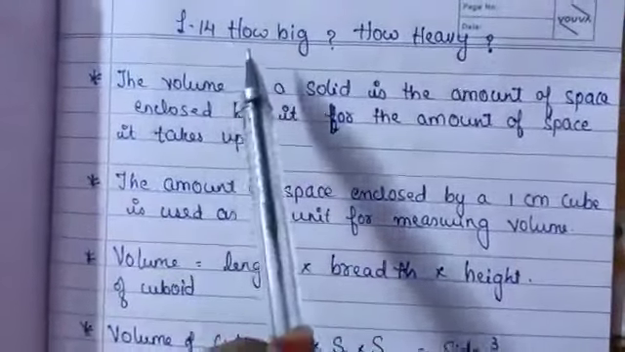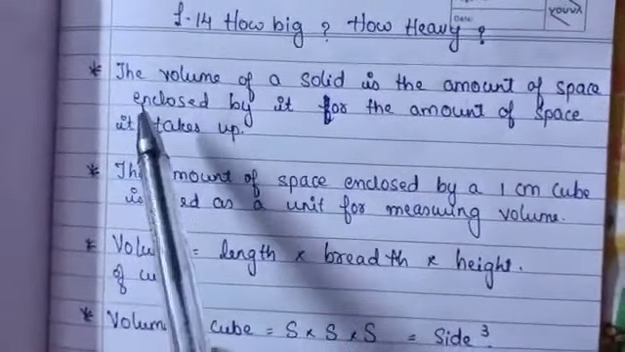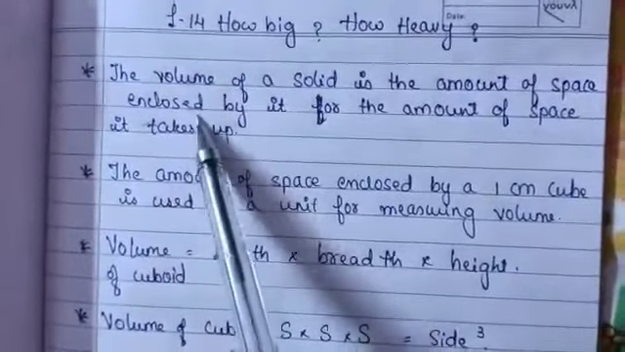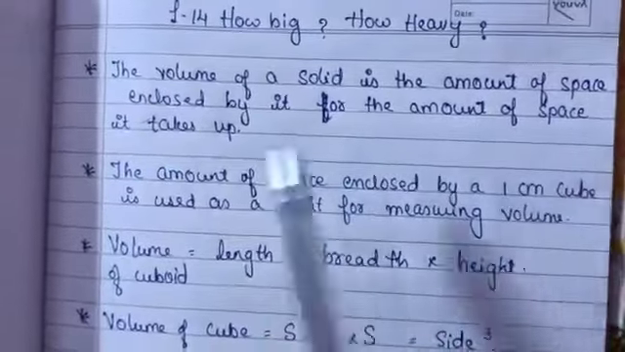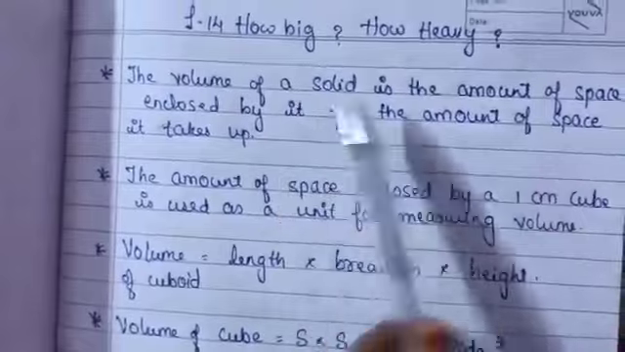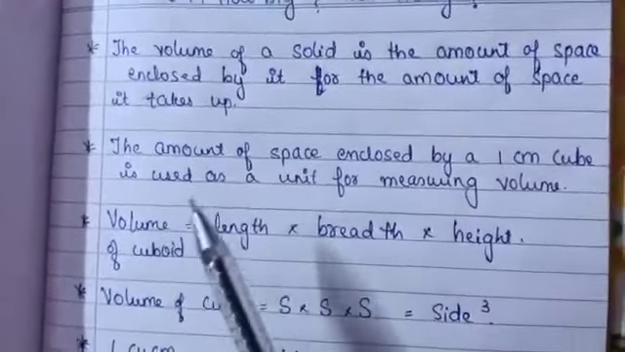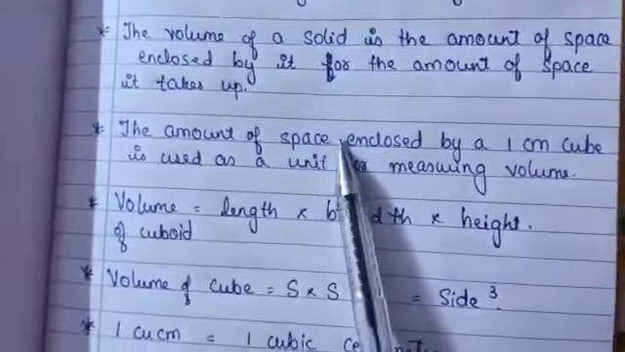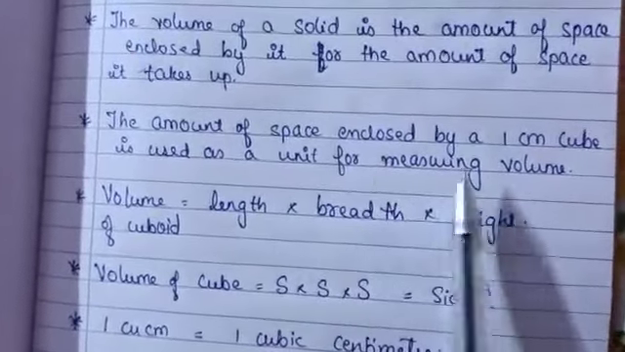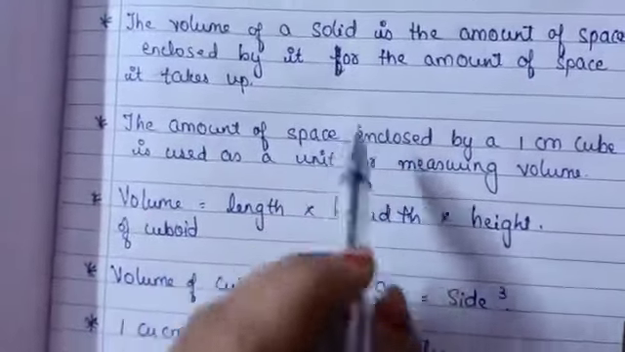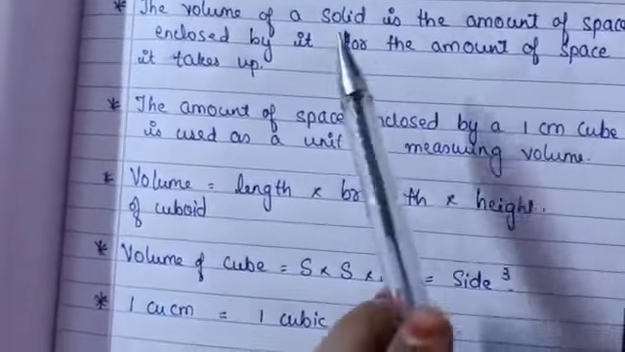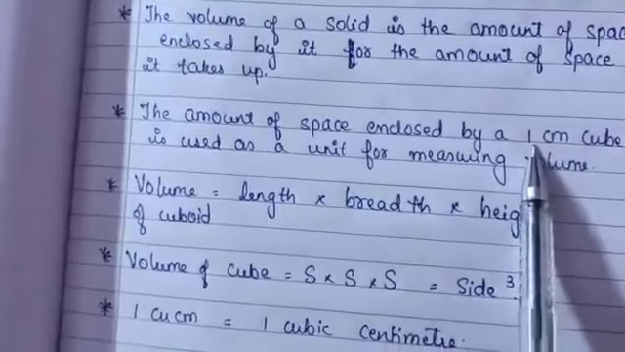Now in this chapter we are going to learn volume. So what is volume first of all? The volume of a solid is the amount of space enclosed by it, or the amount of space it takes up. Whatever the amount of space it takes to enclose it, that is called volume. The amount of space enclosed by 1 centimeter cube is used as a unit for measuring volume. If you want to measure the volume, then you have to take 1 centimeter cube. This is the unit which we have to use.